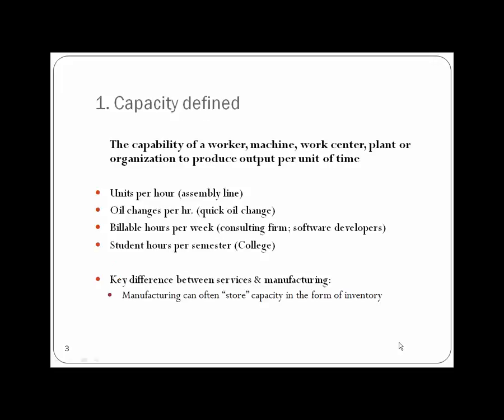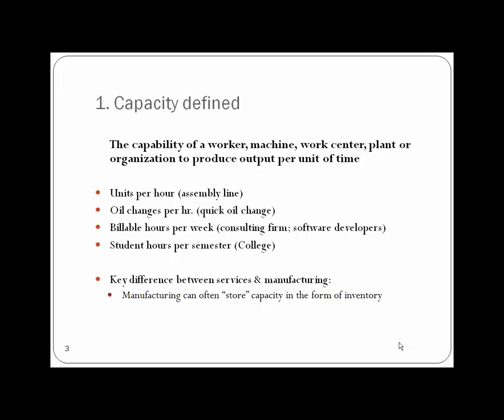So what do we mean by capacity? Simply put, capacity is the ability or the capability of a worker, machine, work center, plant, organization, some resource unit to produce output per unit of time. So there's a couple key points there. It's an idea of we're producing output and over some period of time.